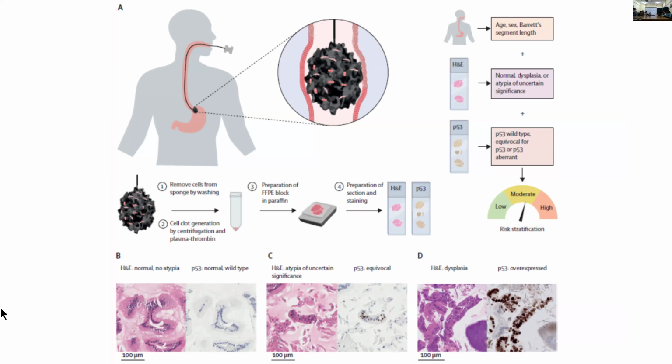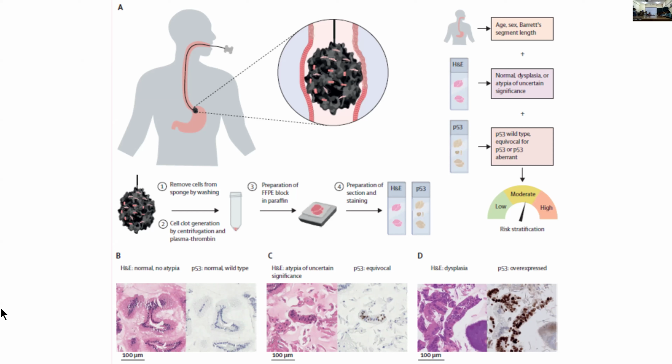Now, if you look at the second half of the picture, there are 3 clinical domains based on which the risk stratification model works. One is the clinical factors, which is age, sex of the patient. Male patients were considered a higher risk. And the length of the Barrett's segment. More than 3 centimeters was considered a high risk for dysplasia, less than 3 was considered low risk. So those are the clinical risk factors.